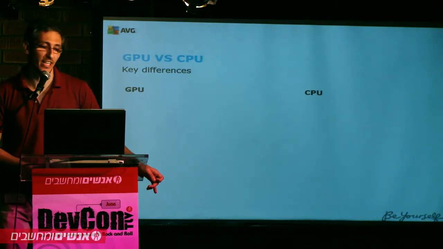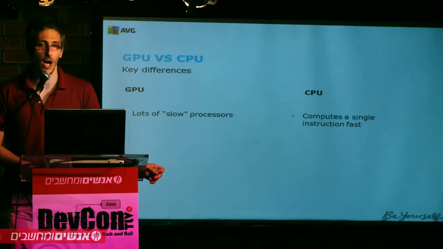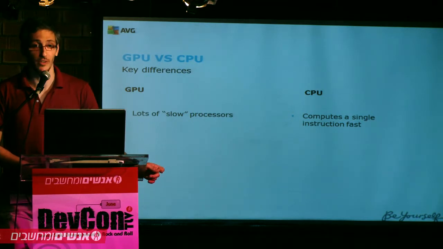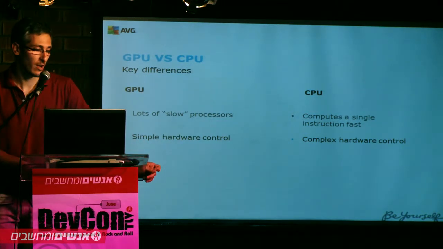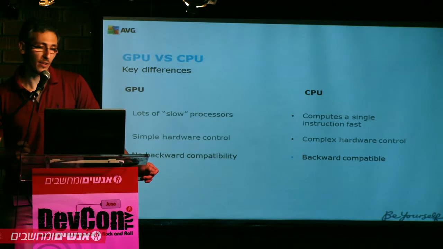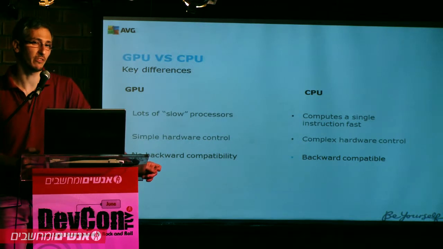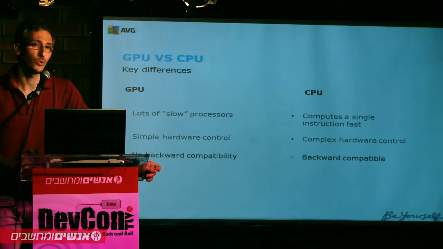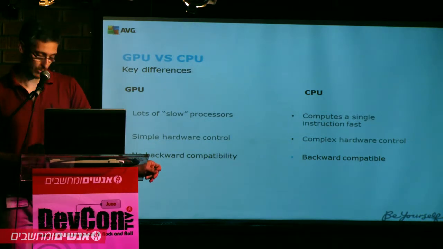So the key differences between CPUs and GPUs. The GPU has lots of, I would say, slow processors compared to the CPU, which has only a few, but they're much quicker. The GPU has a simpler hardware control, which allows for physically more space to pack in more cores. GPUs do not intend to be backward compatible. When it comes to hardware, backward compatibility is achieved by the driver. On the other hand, CPUs are backward compatible. You should be fine running code you have compiled about 10 years ago on a modern CPU.